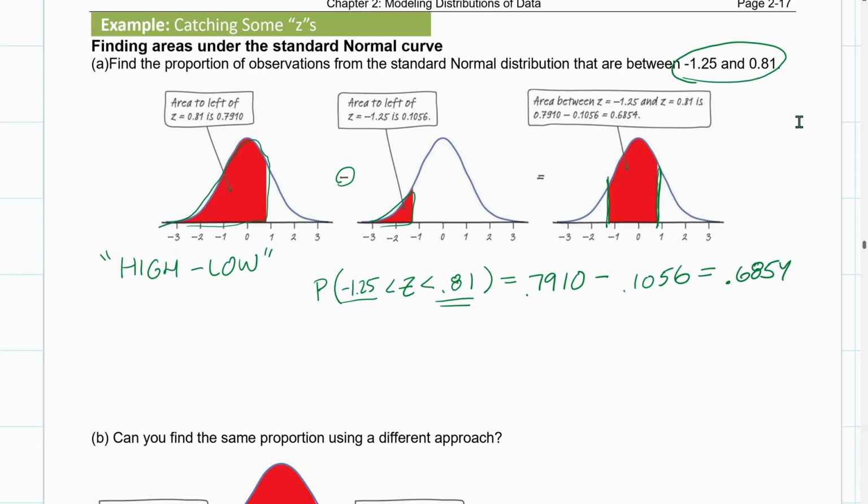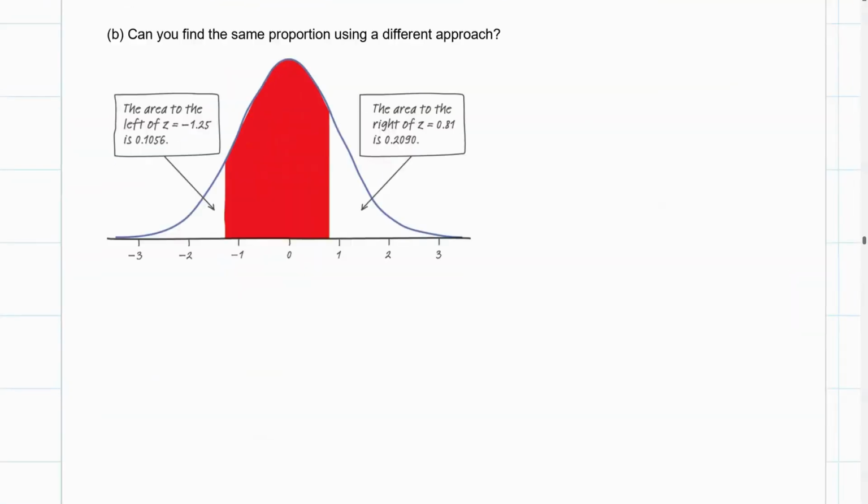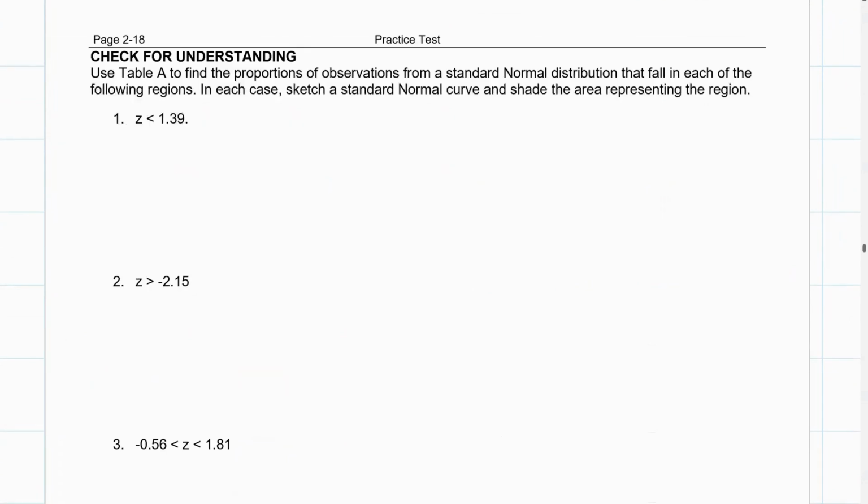And that's how we do the three different versions. Remember the three different versions. Easy is when we're less than. 1 minus is when z is greater than. And then again, high minus low when we're stuck between two z values.